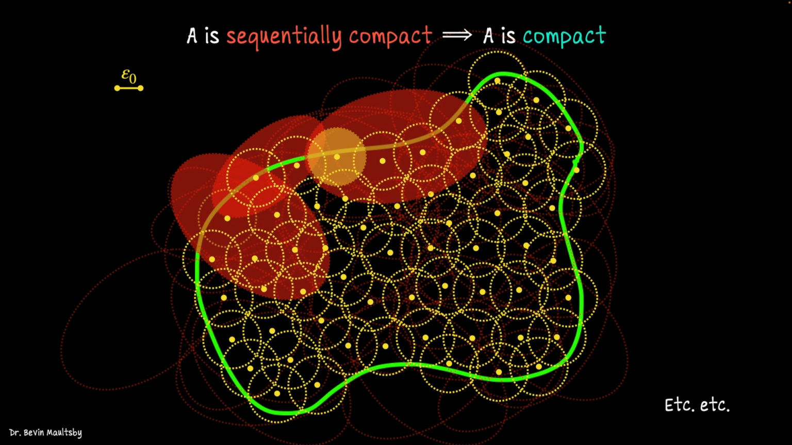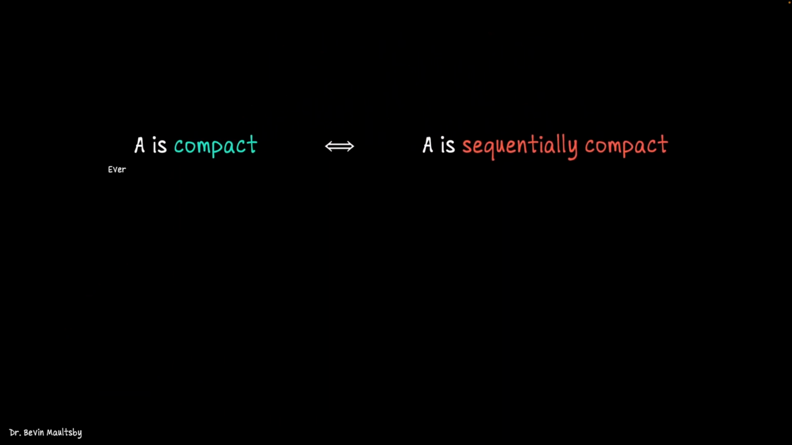Okay, I hope this illustration helped you understand this direction of the proof. At this point, we are actually done. We have proven that A is compact if and only if A is sequentially compact. So to recap, if A has the property that every open cover of A yields a finite subcover, that is equivalent to saying that every sequence in A yields a subsequence which converges to a limit in A.